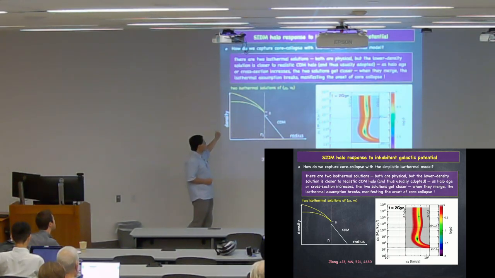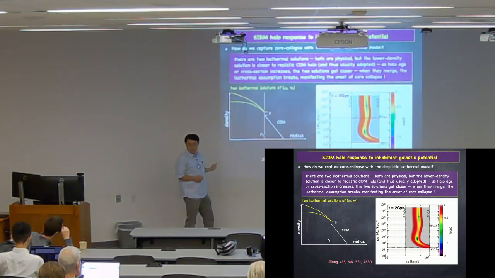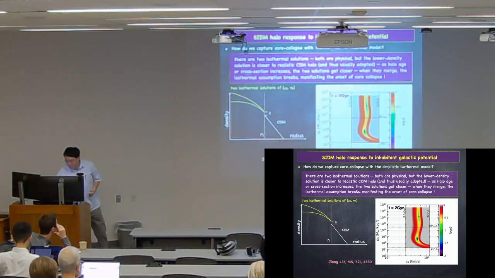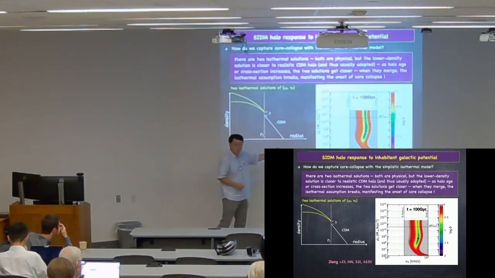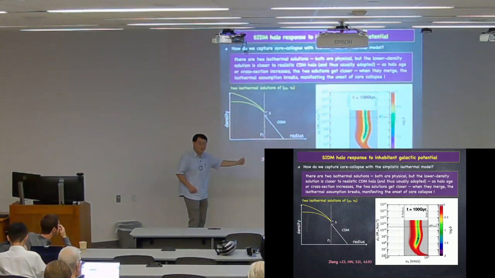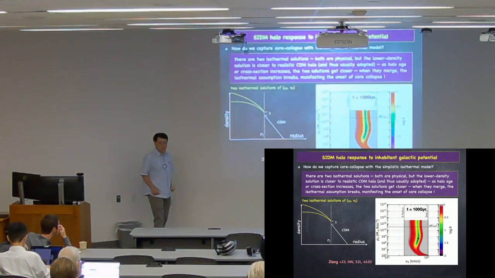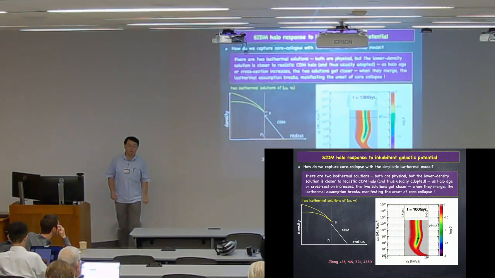So I actually found there are two isothermal solutions. The high-density solution is usually discarded because it is very far away from realistic halos. The low-density solution is preferred because it is closer to CDM halos. And if you increase the cross-section, or if you increase the age of the halo, the two solutions will get closer and closer to each other until they merge. And beyond that merging point, you can no longer find the isothermal solution. That marks the onset of gravothermal core collapse.